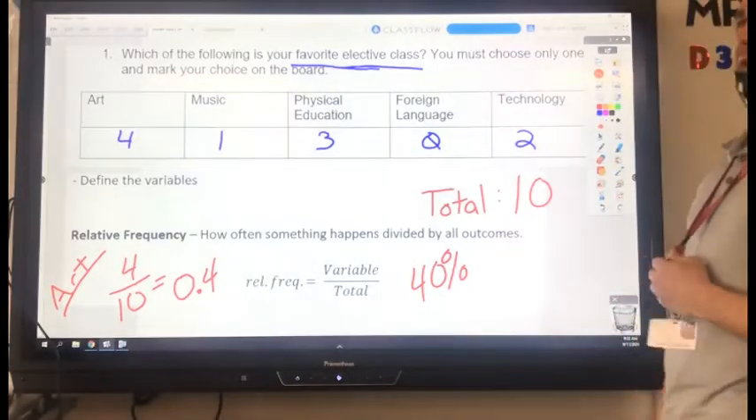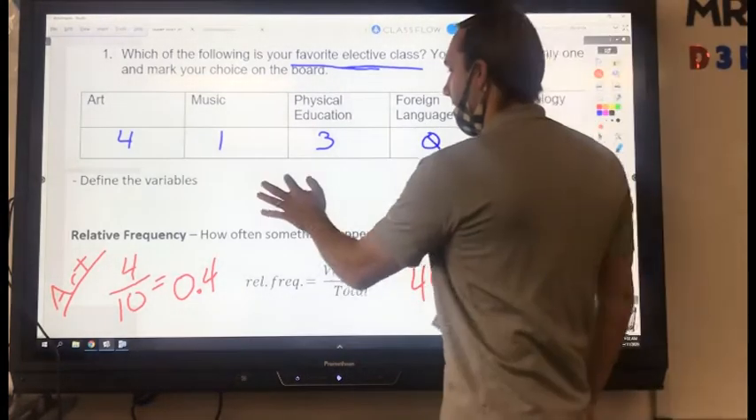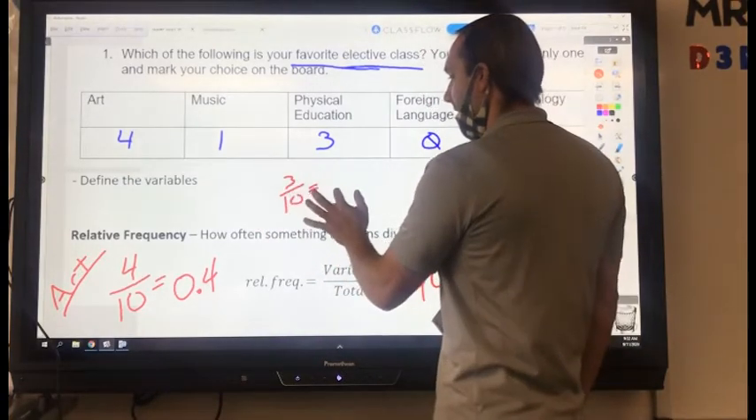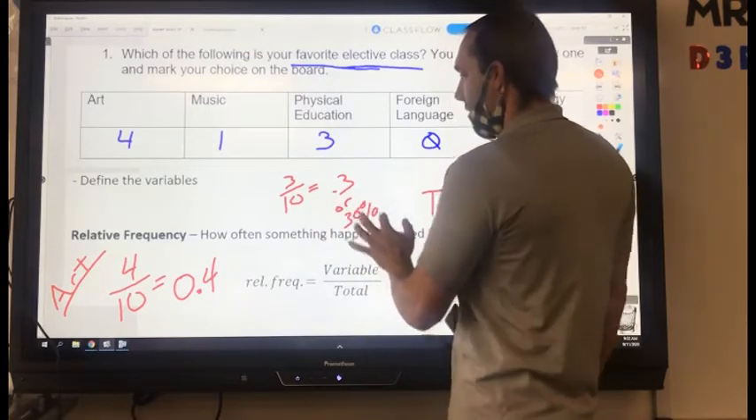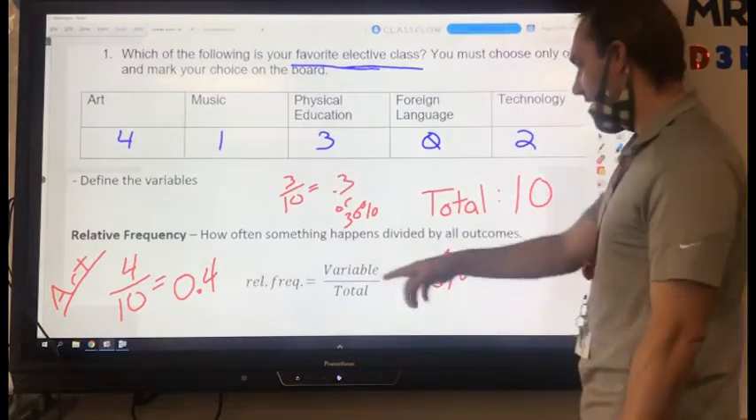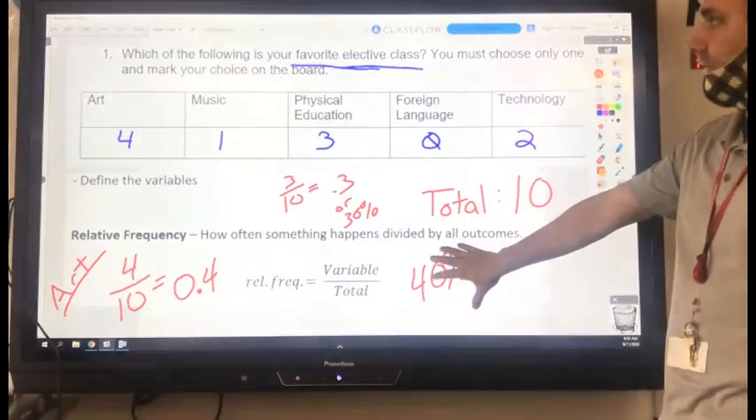What elective does 30% of the class like? PE, physical education. You took 3. Luckily for us, it was an easy 10. We can do that math. That's 0.3 or 30%. So relative frequency is the decimal version, it's the statistics version. We can change that into a percentage to actually help tell the story a little bit better.